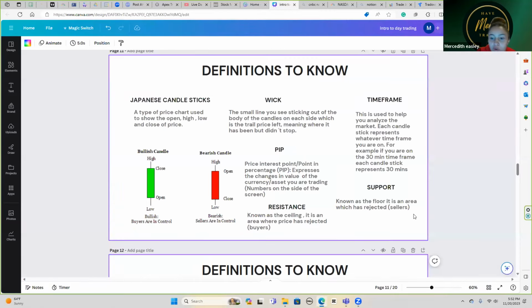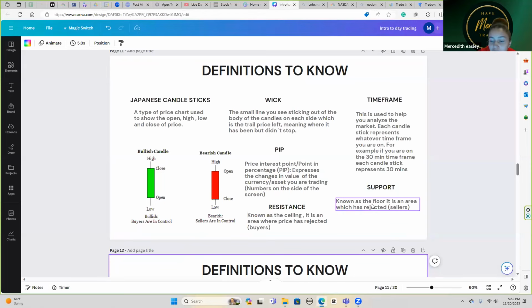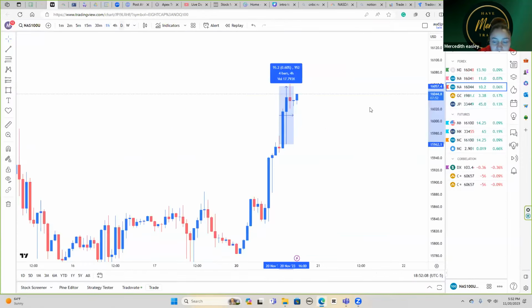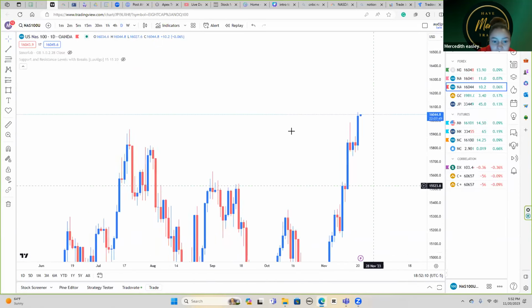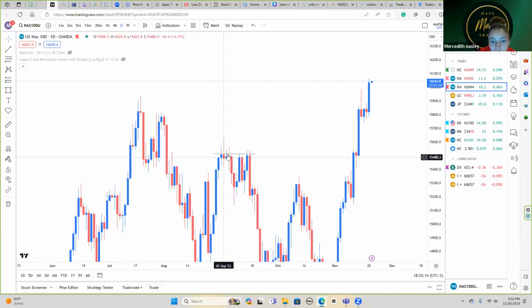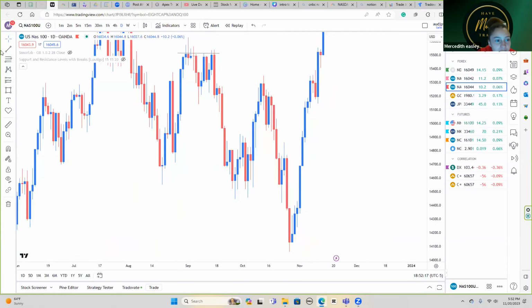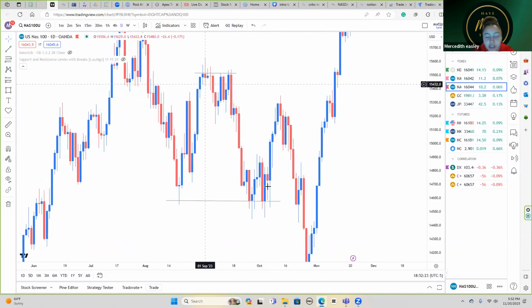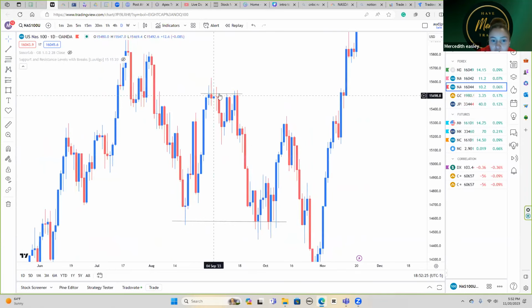All right. So you also have something called support. This is known as the floor. It is an area where sellers have been rejected. For example, boom. That's support. And then resistance would be an area where buyers are being rejected. Resistance, I'm going to go deeper into later. I just wanted you to know the basics. It's the ceiling. And then we have the floor.